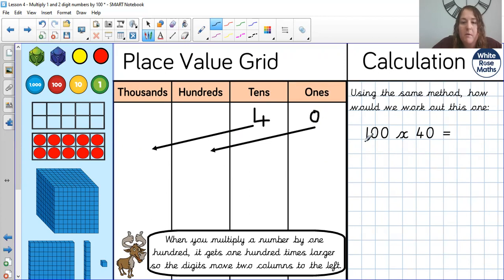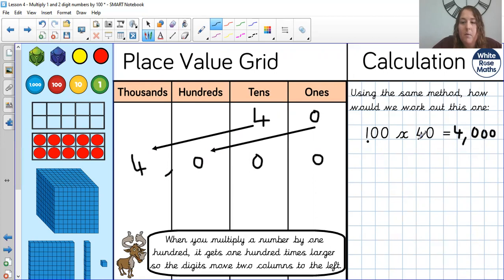And it would be times by 1 because this number is 1. And then I need to multiply it by 100 to get 100 times bigger. My 4 is going to go into my thousands column. My 0 is going to go into my hundreds column. And then I add my 2 space saver zeros on, pop my comma in, and my answer is 4,000.